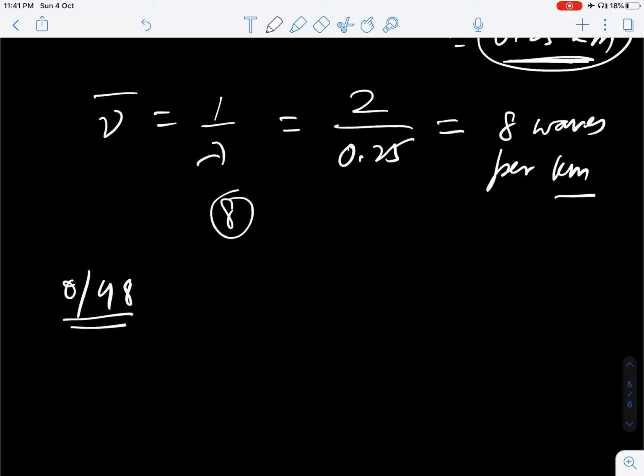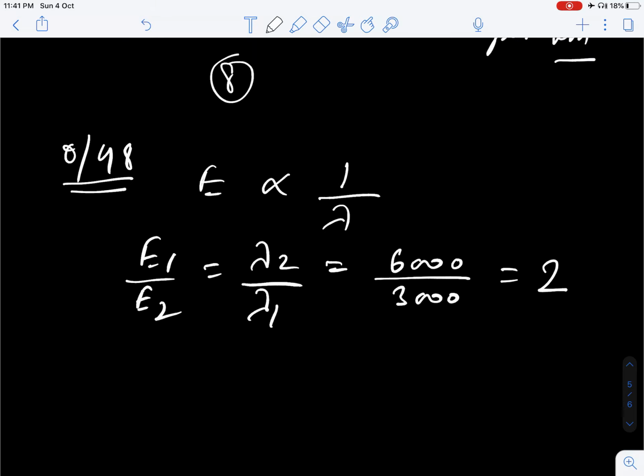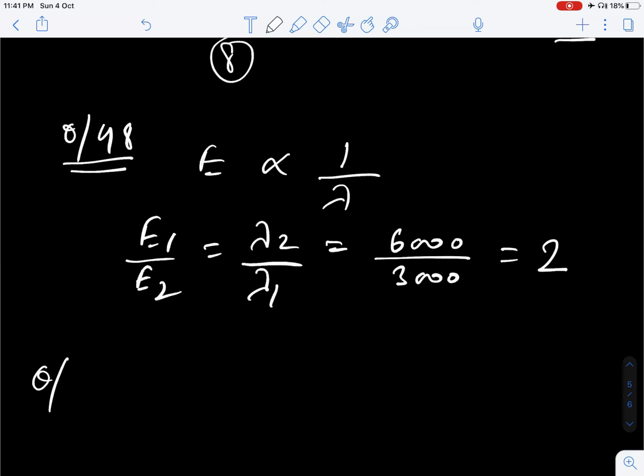Energy is given, wavelength is given, and you have to find the energy ratio. We know that energy of a photon is inversely proportional to lambda. So we can write E1 by E2 is equal to lambda 2 by lambda 1. Lambda 2 is 6000, lambda 1 is 3000. So we'll get 2. Question number 49.